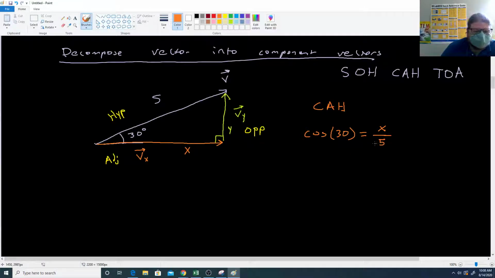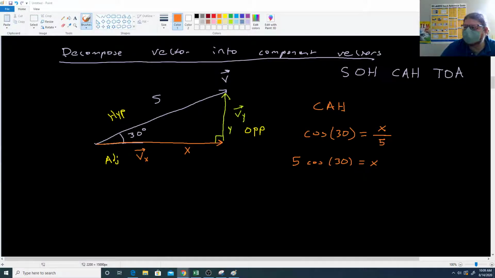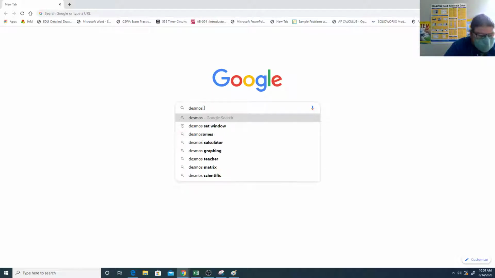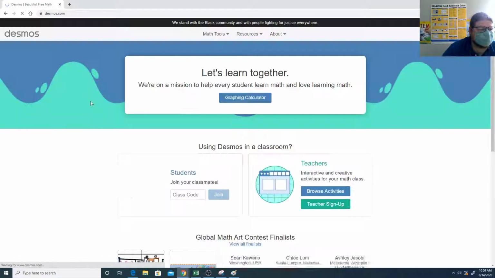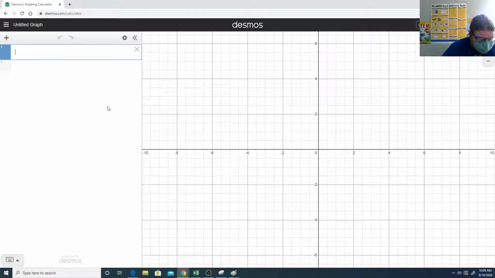So we multiply the 5 across to solve this for x, which is the length of the vector Vx, and we get 5 times cosine of 30 will be the length of our x component vector. So let's pull up Desmos real quick and see what that value actually is. Okay, let's see here. So we need 5 times cosine of 30.